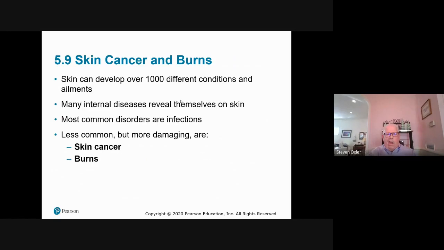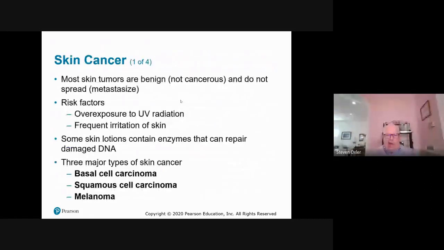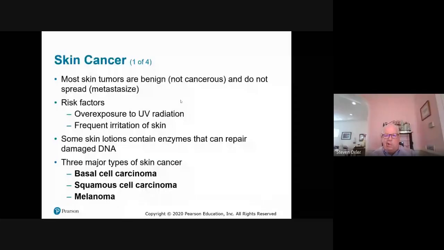Let's talk about skin cancer and burns. The most common disorders of the skin are infections. Less common but more damaging are skin cancer and burns. Skin cancer. First of all, the majority of tumors on your skin are benign. They're not cancerous and do not spread. And that word for spread is metastasize.